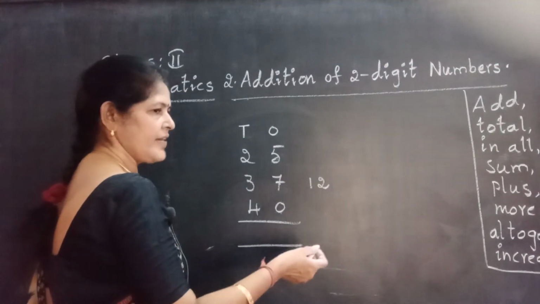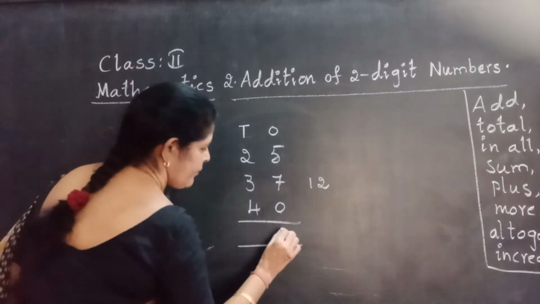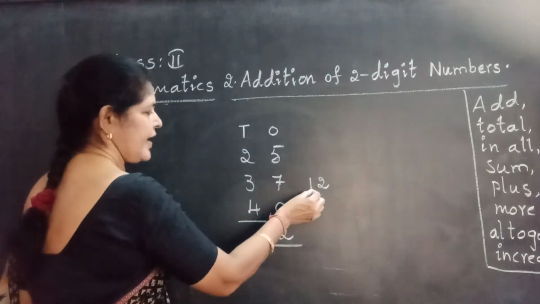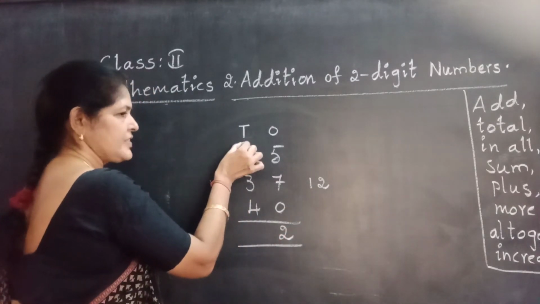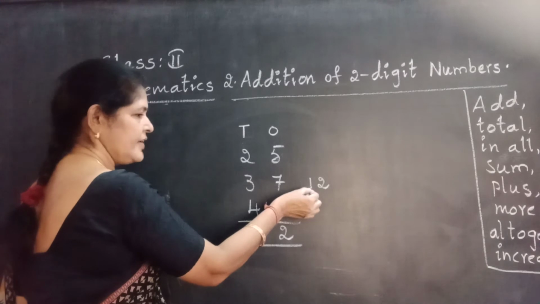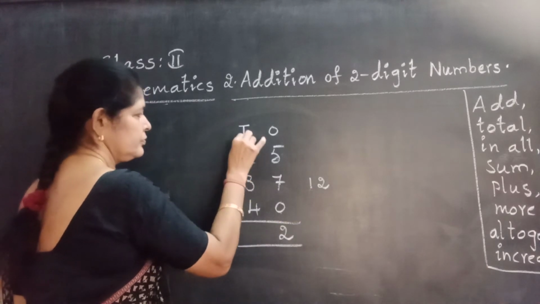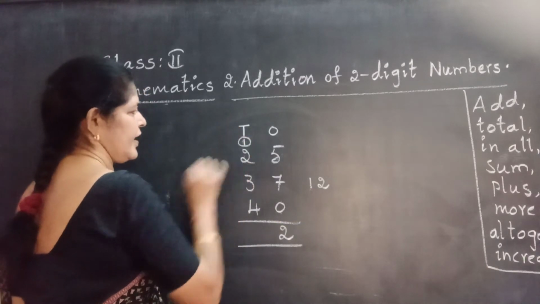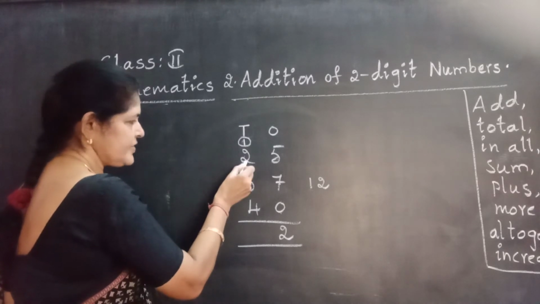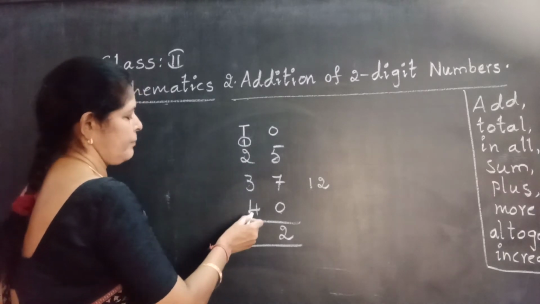Separate tens and ones. Split the number. Ones number, write in the ones place. Tens number, carry forward to the tens place. That means write this 1 above the 2. Now circle, a small circle. Now 1 plus 2 plus 3 plus 4.